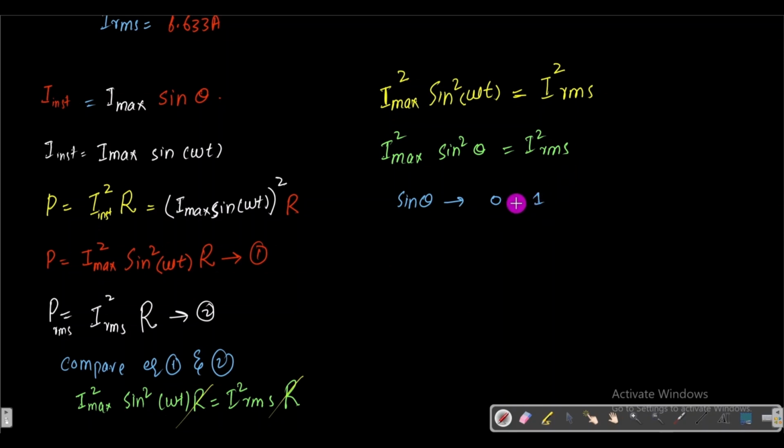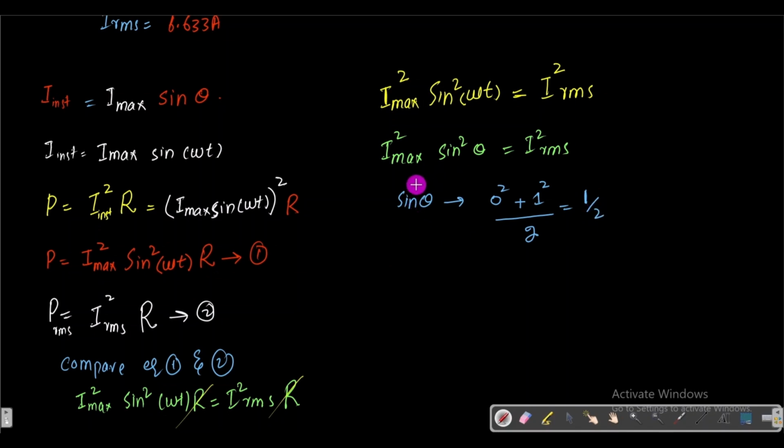So the average of this is actually, the average of the sine square, which is 0 square plus 1 square. These are two values, so we divide that by 2, so this is equal to 1 by 2.